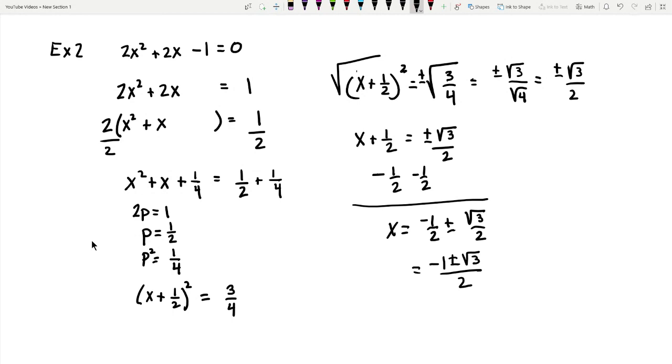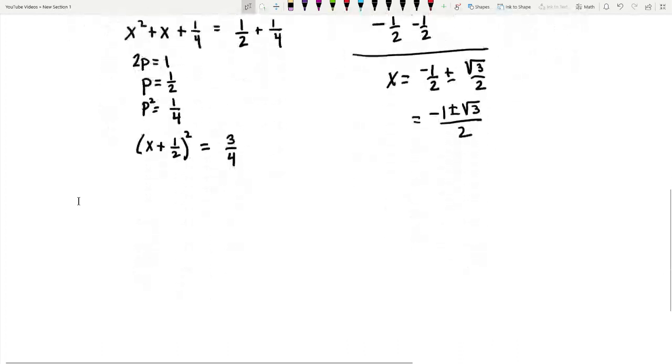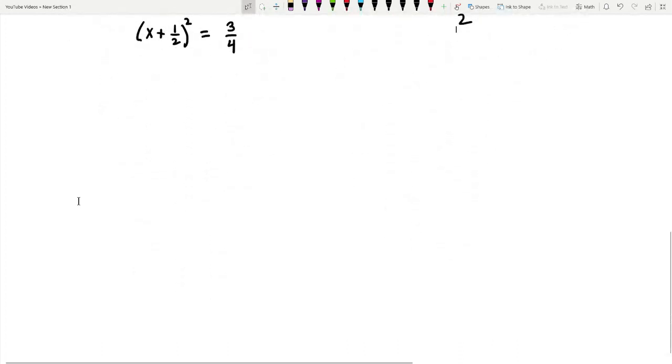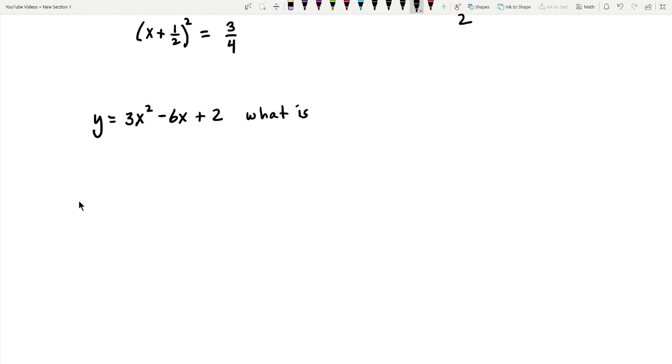All right, so again, completing the square in order to solve a quadratic equation. That's one reason why you might want to do that. Another reason that you might want to complete the square is, let's say you have the equation of a parabola. So I've got y equals 3x squared minus 6x plus 2. And I want to know what is the vertex.